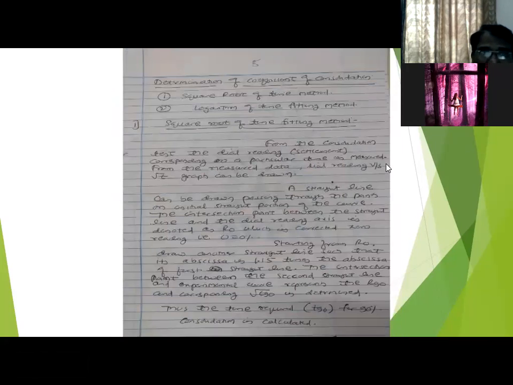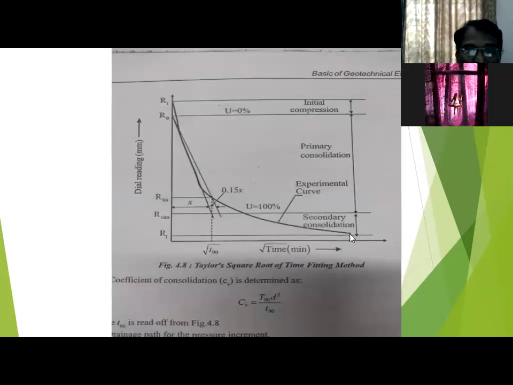From the consolidation test, the dial reading, settlement corresponding to a particular time, is measured. From the measured data, a dial reading versus root t graph can be drawn. On the x-axis, root t is taken, and on the y-axis, settlement is taken. A straight line can be drawn passing through the points of the initial portion of the curve. The intersection point between the straight line and the dial reading axis is denoted as R0, which is the corrected zero reading, that is U equal to 0.